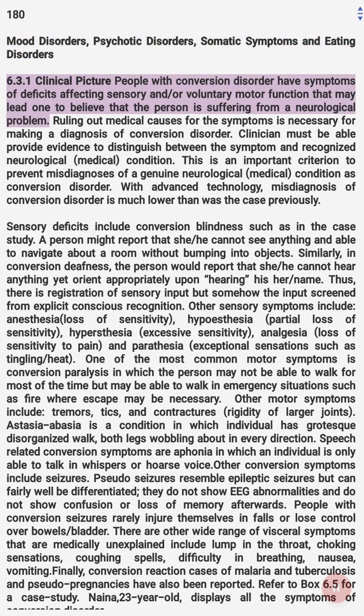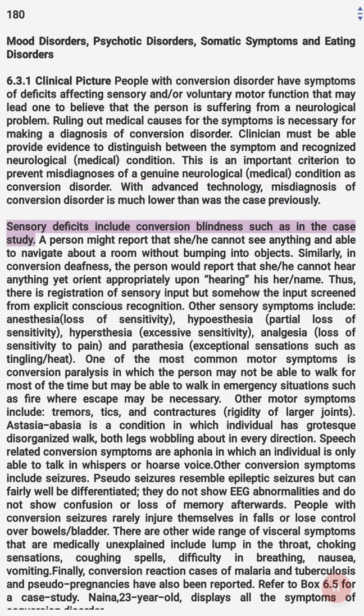6.3.1 Clinical picture. People with conversion disorder have symptoms of deficits affecting sensory and/or voluntary motor function that may lead one to believe that the person is suffering from a neurological problem. Ruling out medical causes for the symptoms is necessary for making a diagnosis of conversion disorder. The clinician must be able to provide evidence to distinguish between the symptom and a recognized neurological medical condition. This is an important criterion to prevent misdiagnosis of a genuine neurological medical condition as conversion disorder. With advanced technology, misdiagnosis of conversion disorder is much lower than was the case previously.